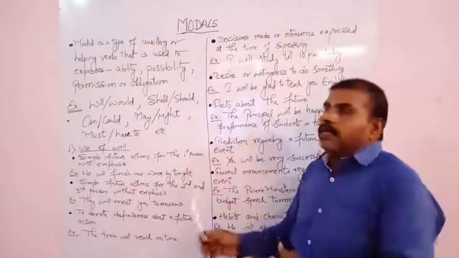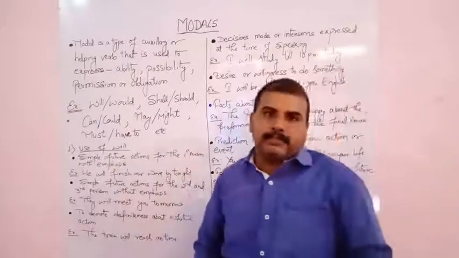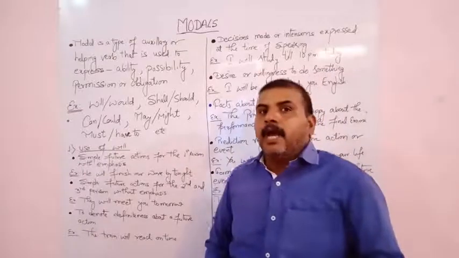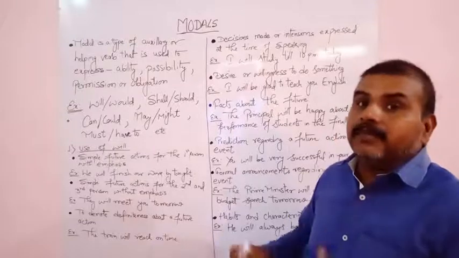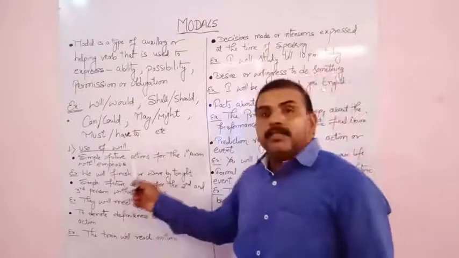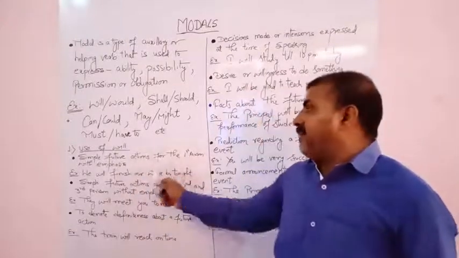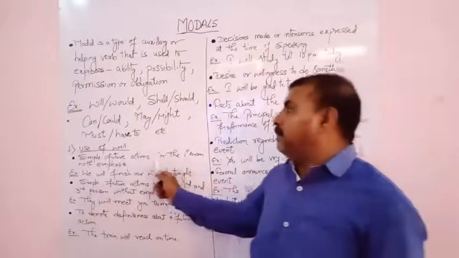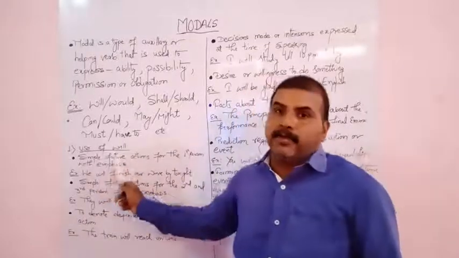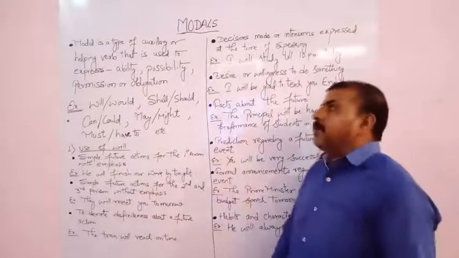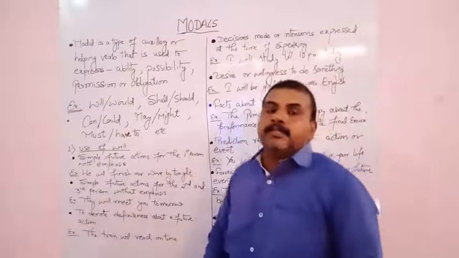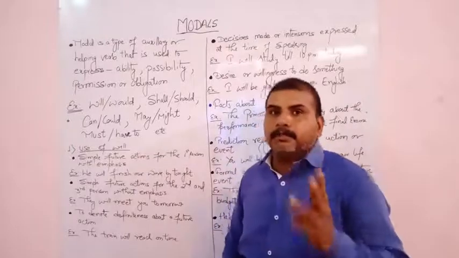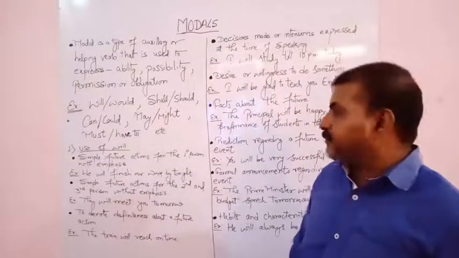All these modals generally express future action. And when a future action is denoted with emphasis for the first person, at that time we are going to use will with the first person. In English grammar you have studied very well about person: first person, second person and third person. Three persons are there in English grammar.